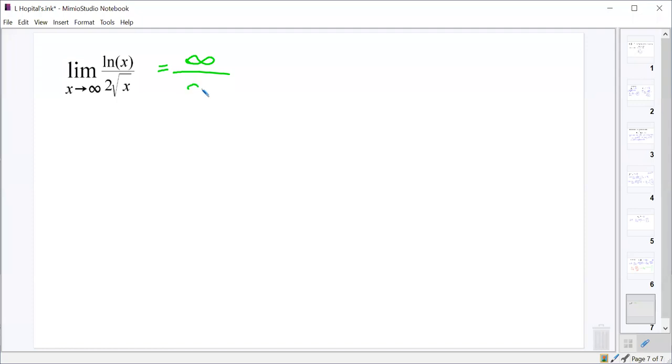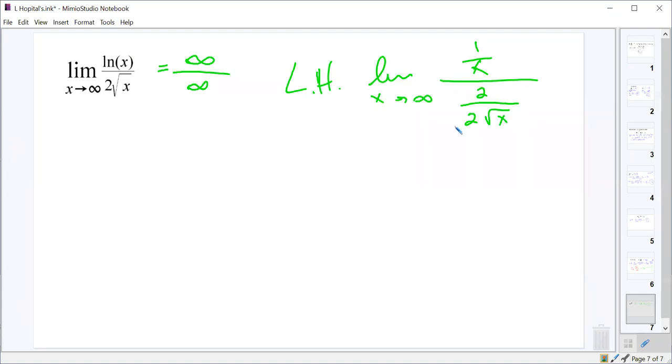Infinity as well. It also goes towards infinity, also fairly slowly. So let's use L'Hopital's rule, which you'll write out every time. The limit as x approaches infinity of 1 over x, for natural log of x, over 2 root x, should be 2 over 2 root x, and those 2 should cancel. So we've got a limit as x approaches infinity of 1 over x over 1 over root x.